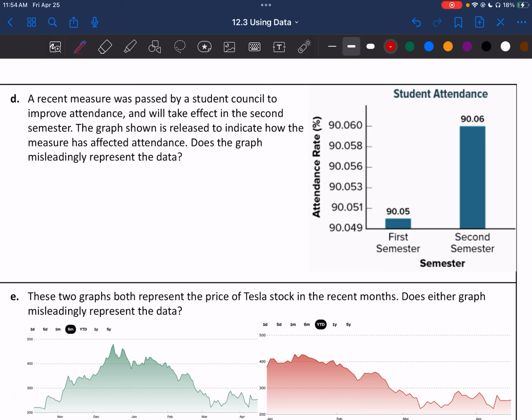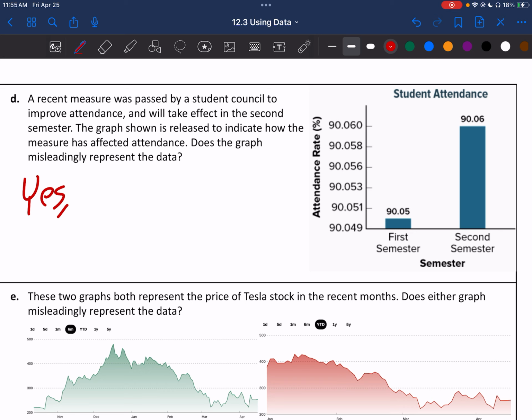All right, letter D. A recent measure was passed by a student council to improve attendance and will take effect in the second semester. A graph is released to indicate how the measure has affected attendance. Does the graph misleadingly represent the data? I would say absolutely yes.